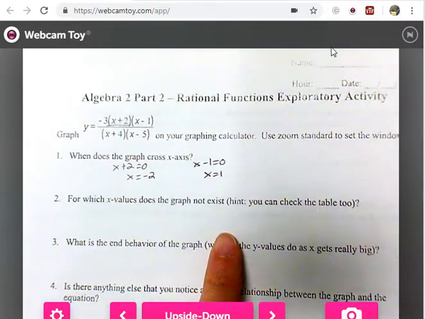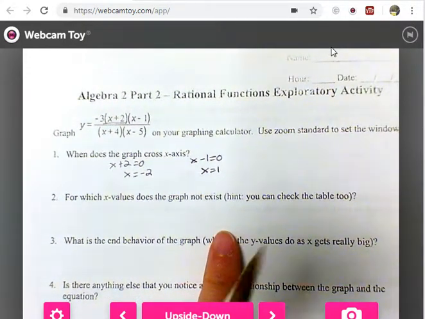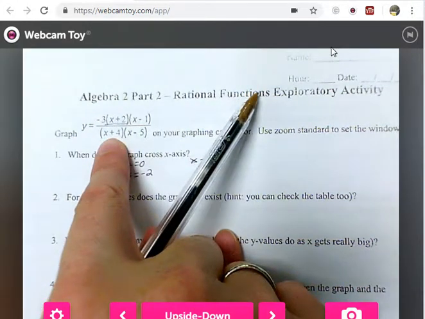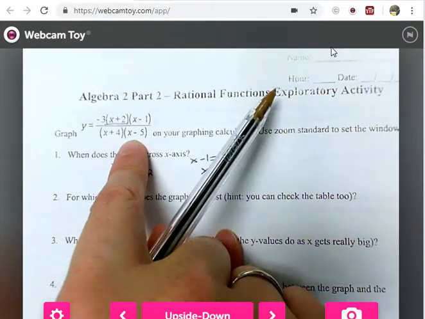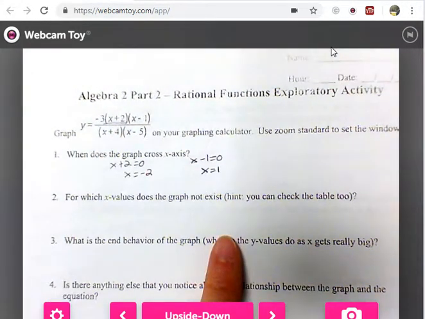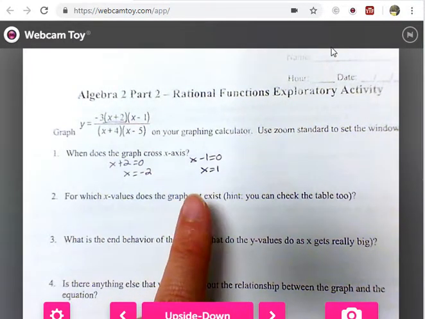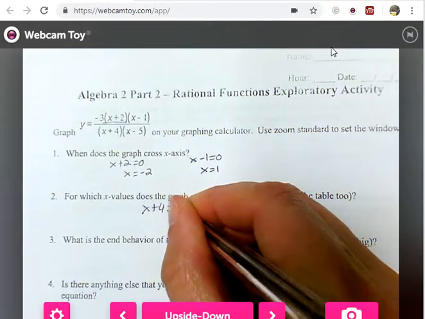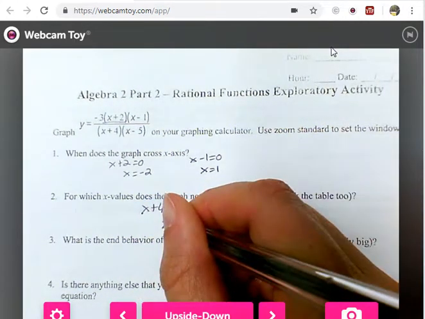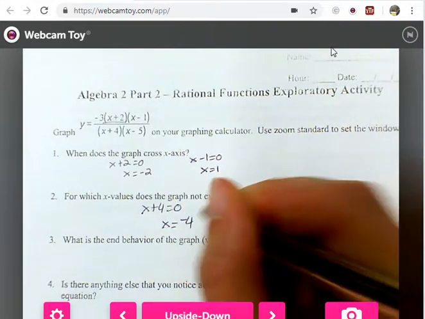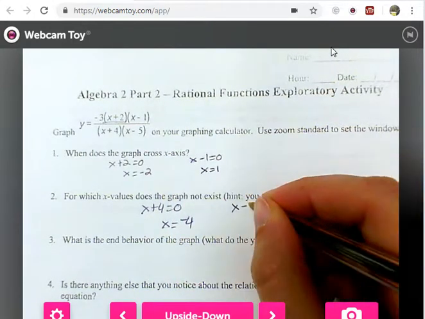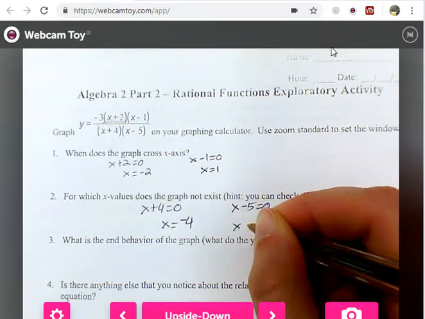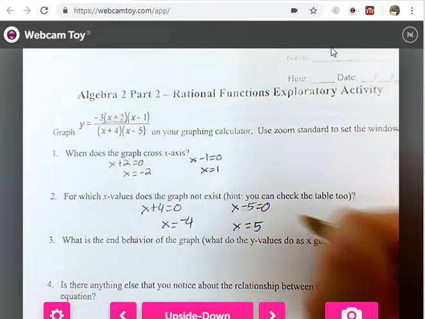For which values does the graph not exist? It says, hint, we can check our table. From the definitions I gave you, where do you think the graph can't exist? That's like the vertical asymptotes. On the bottom, if we have x plus 4 equals 0, x cannot be -4. And x minus 5 equals 0 means x cannot be 5. Let's check on our graph.